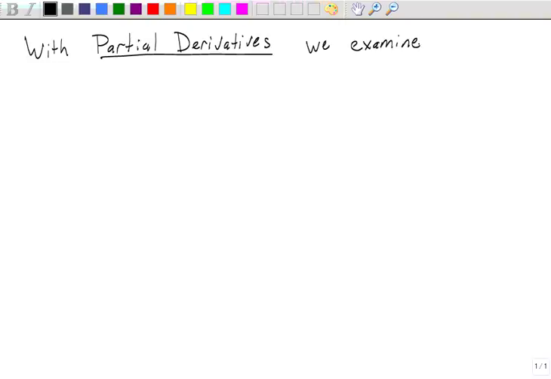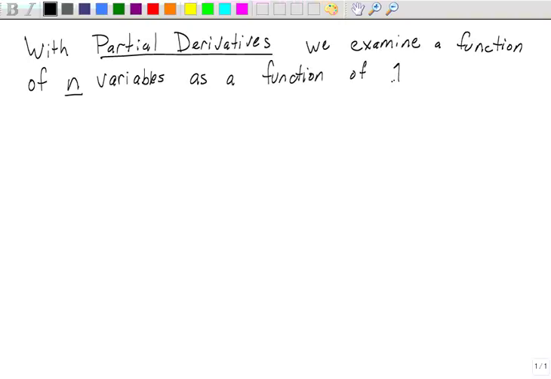Okay, with partial derivatives, which is what we're going to talk about now, we examine a function of n variables as a function of one variable at a time and holding the others constant.